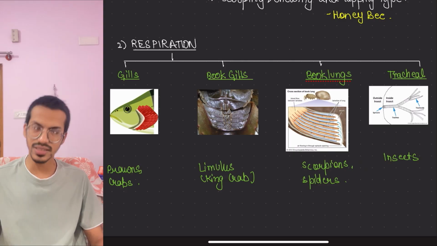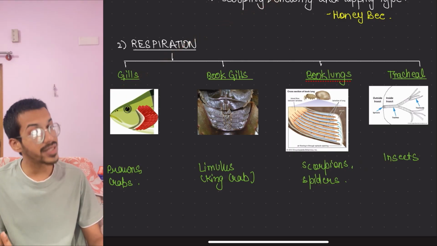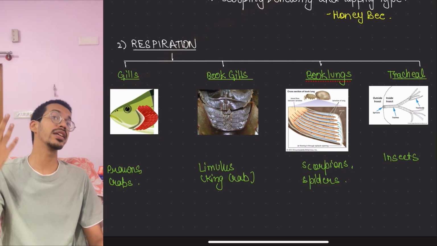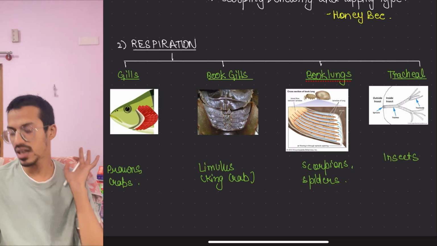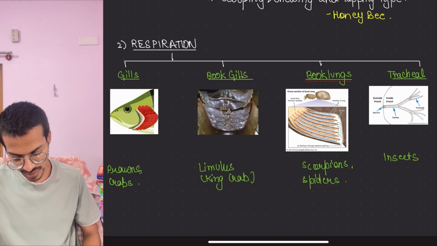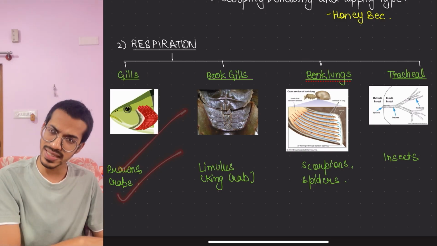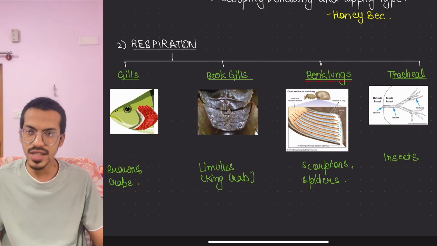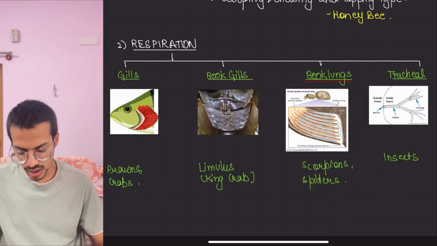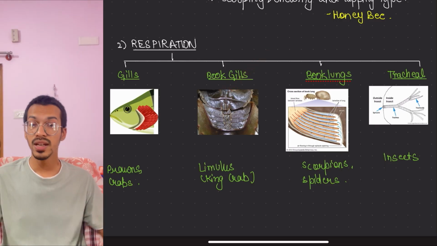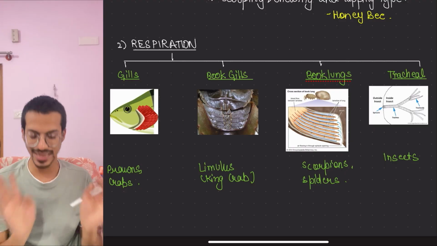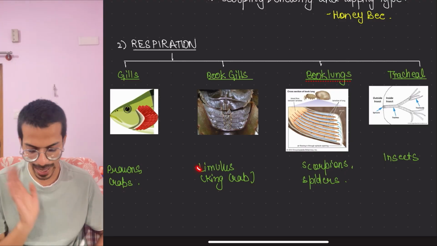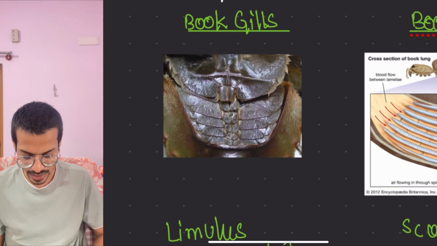Then comes the gills. We said that gills are present in fishes. Fishes are present in the aquatic system. So gills will be present in aquatic arthropods, like prawns and crabs. They don't belong to the insecta, they belong to the crustacean class. Then book lungs, book gills. They are like a book. A book has pages, right? So it looks like that. Limulus, the king crab, has that, and this is how it looks.